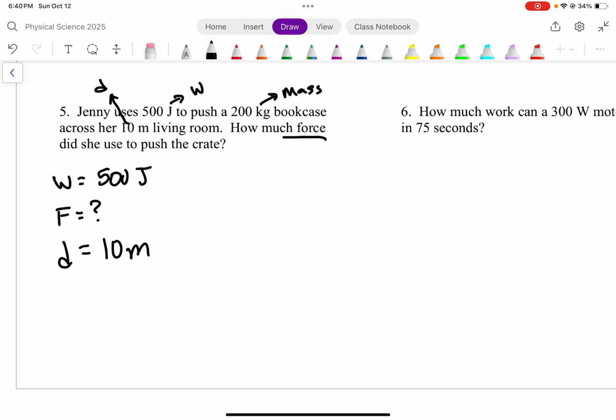So it looks like I don't need the 200 kilograms. I don't need mass anywhere, so that's not necessary. It's there, I just don't need it. And now for this equation to find force, you guys know, got to get F by itself. Solve that for F, and you can calculate what that is.